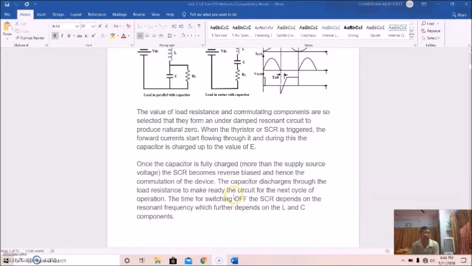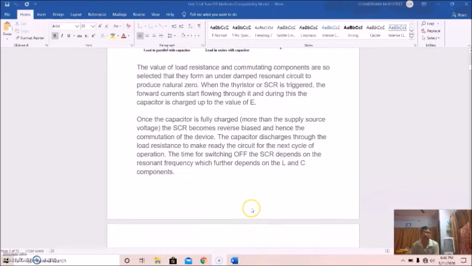Once the capacitor is fully charged, the SCR becomes reverse biased, and commutation of the device takes place. The capacitor discharges into the load resistance and makes the circuit ready for the next cycle of operation. The time of switching off the SCR depends on the resonant frequency, which in turn depends on L and C.